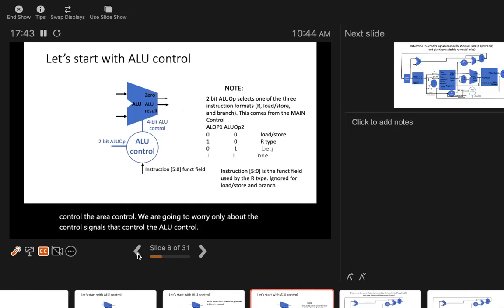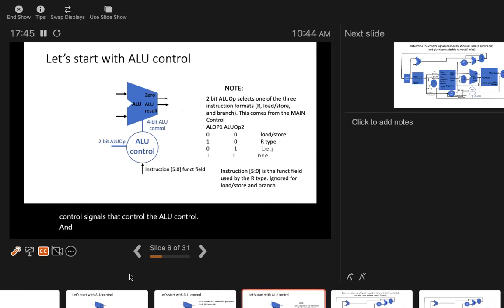And that control signal happens to be ALU op. It's a 2-bit ALU op signal that you will be worrying about in your project number 4, alpha and beta. So please write it in your notes. We are only going to worry about the 2-bit ALU op signal.